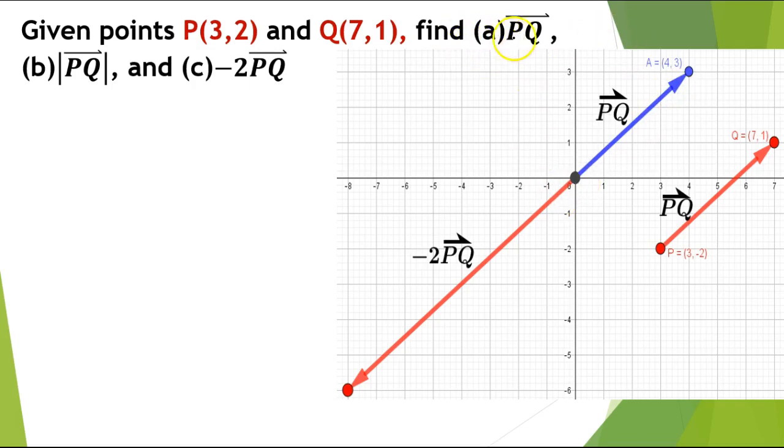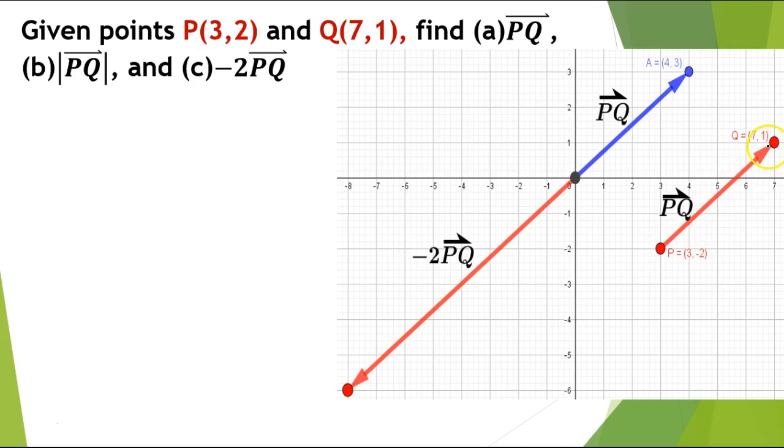So we're asked to find PQ. P is (3, 2), so it's drawn here, P. And then Q is (7, 1), here. So this is the vector. This is the vector when it's drawn, looking like an arrow.